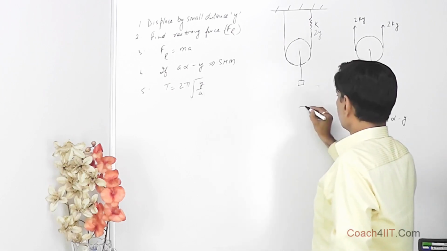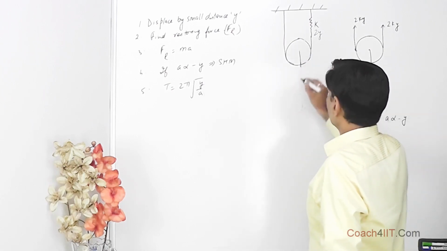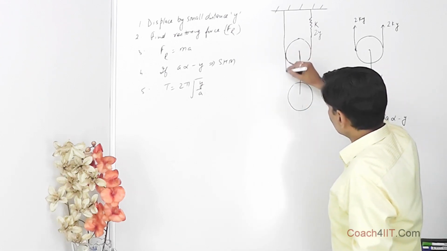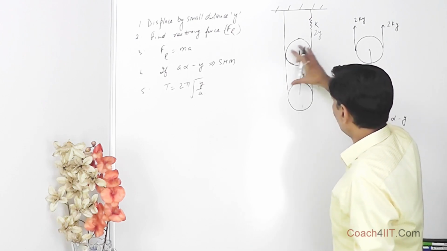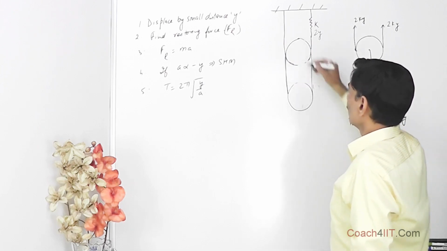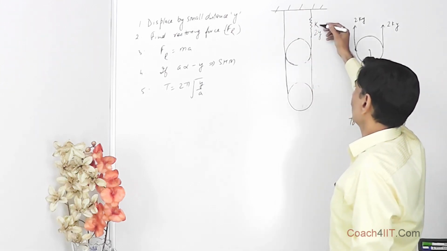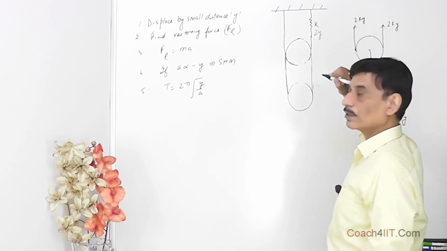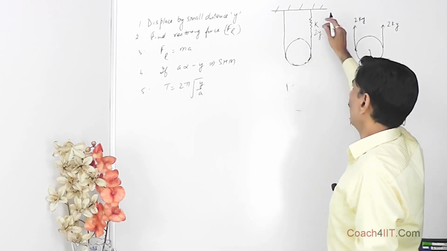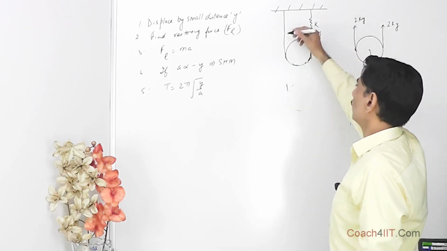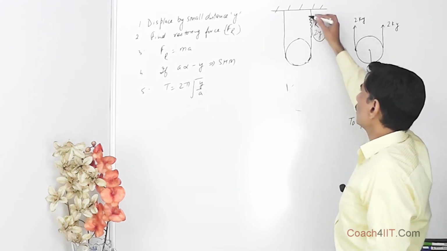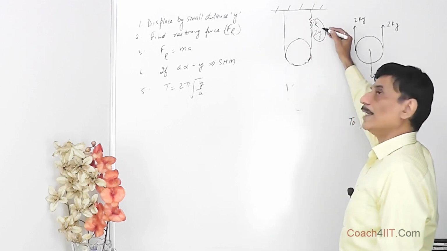If this block goes down by distance y, it means the center also goes down by distance y. So this has also gone by y. So we need y of string over here and y of string over here. So the total requirement of string is y plus y, that is 2y. The string cannot extend, so obviously there is going to be an extension of 2y in this spring. If there is an extension of 2y in the spring, there is an extra tension generated, F is equal to Kx, that is K into 2y. So the extra tension generated throughout the spring is K into 2y.